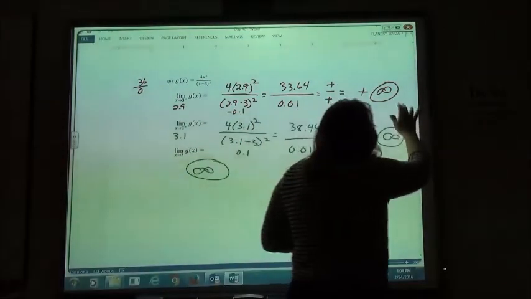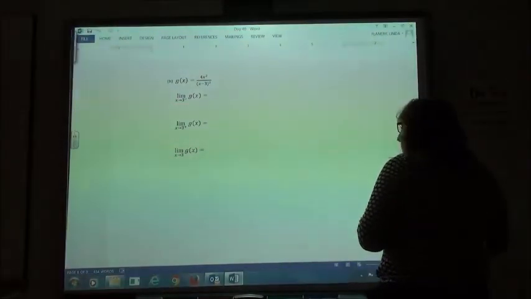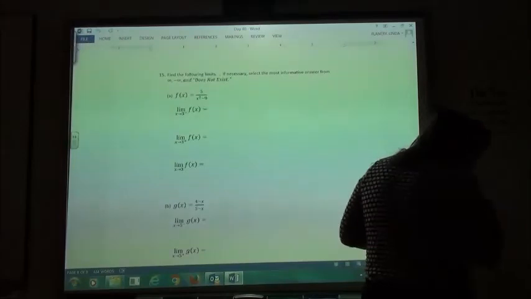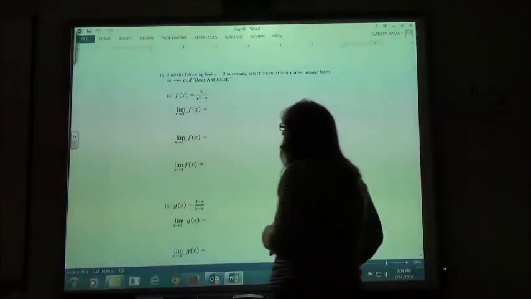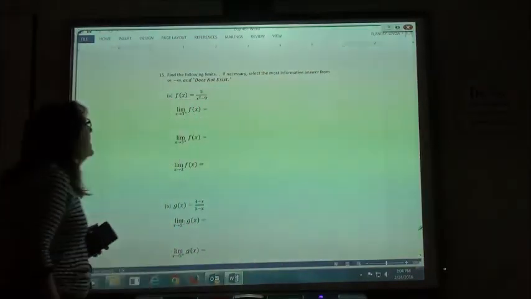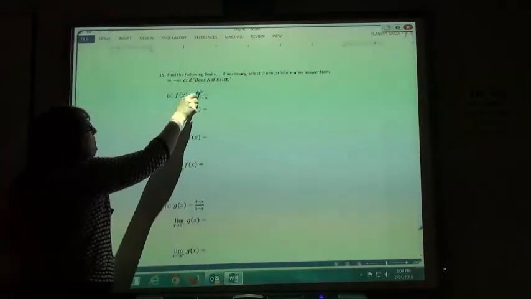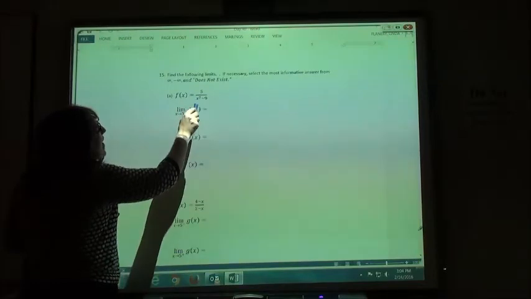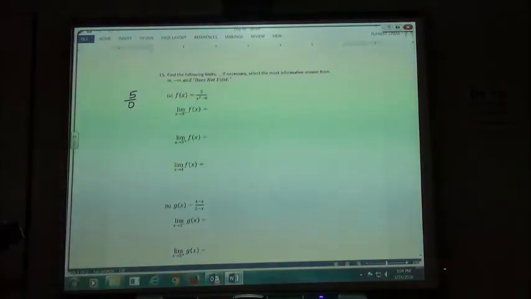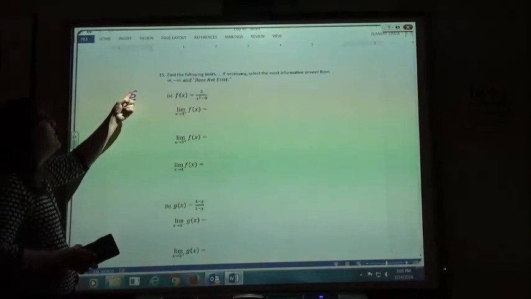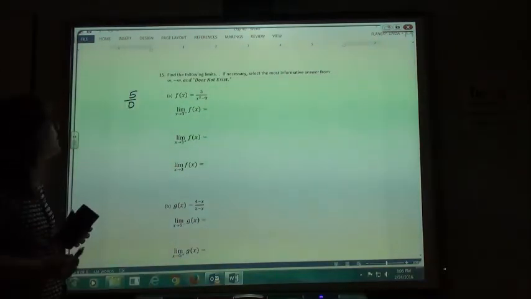One more, actually 2 more, but one question with 2 parts. So on my next one, if I'm doing the limit as x approaches 3, I would have 5 over 3 squared is 9, 9 minus 9 is 0. So again, I get 5 over 0. I know that my limit's going to be either positive infinity or negative infinity because I have a number over 0 and not 0 over 0.